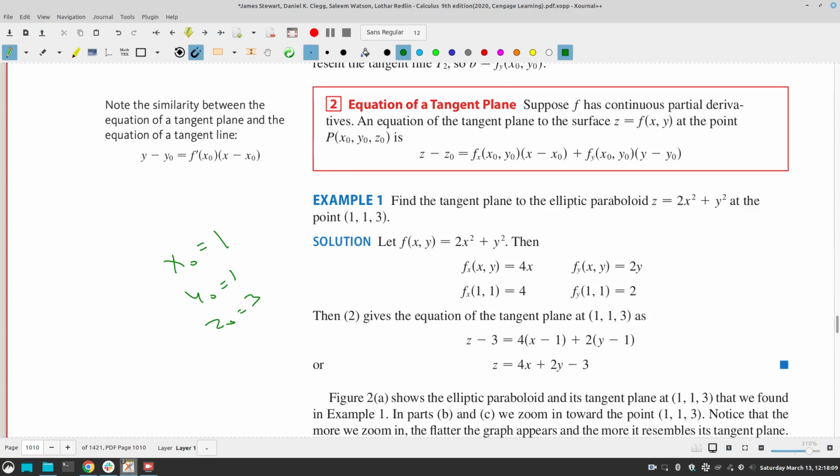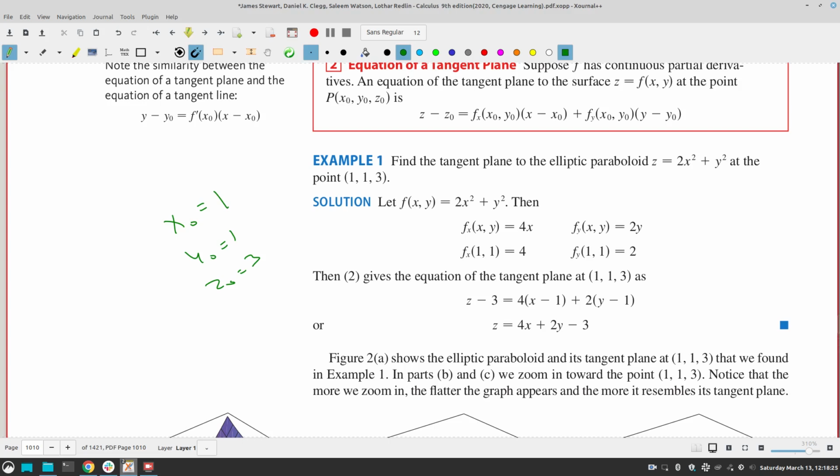Right, so f sub x of x, y equals 4x, and f sub y of x, y is twice y. f sub x at (1, 1) equals 4, f sub y at (1, 1) is equal to 2. And the equation of the tangent plane is then z minus z naught equals fx times (x minus x naught) plus fy times (y minus y naught), and you get the equation of the tangent plane.